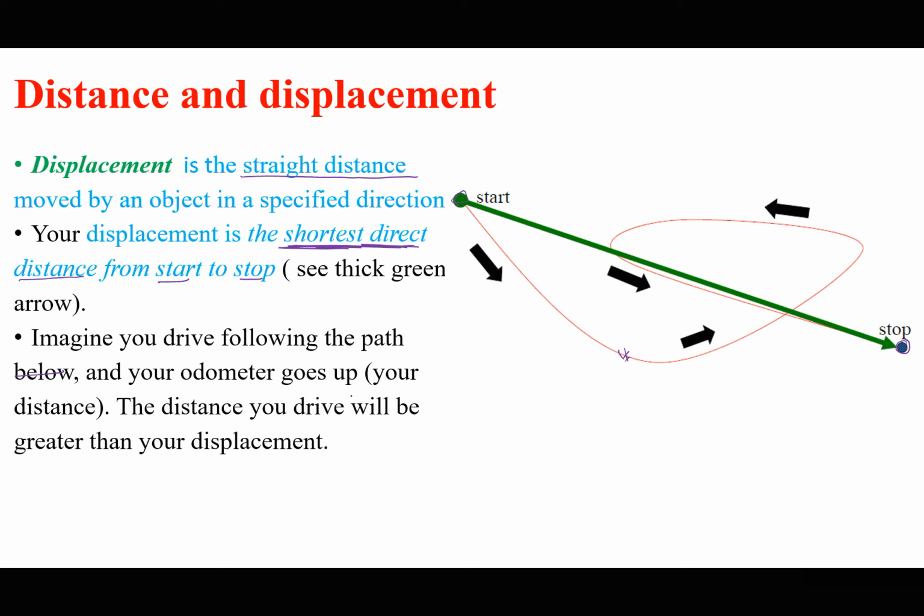So someone looking at you directly from the starting point will see that you are closer. Yet for you who is driving, you might have driven a longer distance to reach where you are because you are following the red path. So the distance you drive will be greater than your actual displacement because displacement is the shortest direct distance from the starting point to the final point or the stopping point. That is displacement.